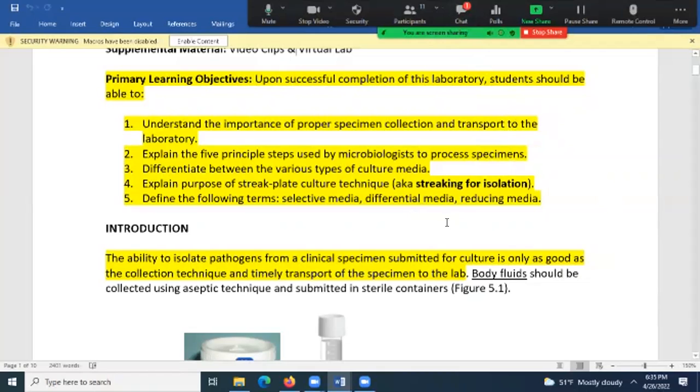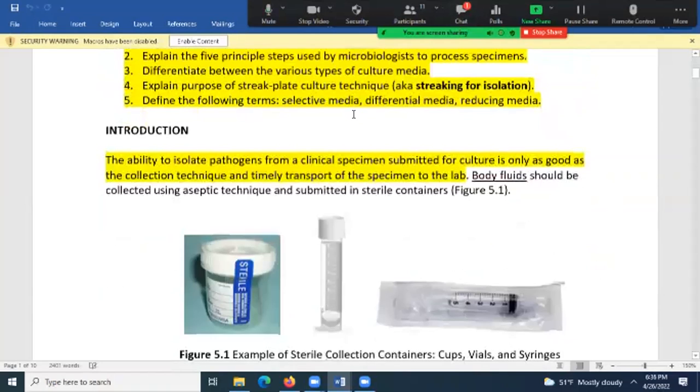Define the following terms: selective media, differential media, and reducing media. We've talked about one type of media. We're going to talk about 3 other types of media, actually 4 other types of media.